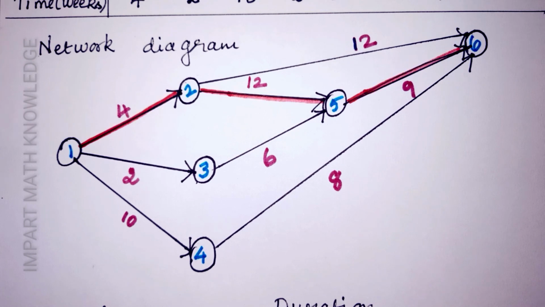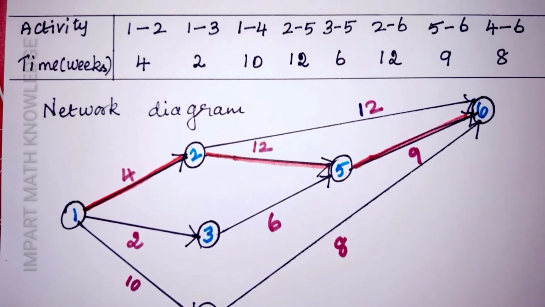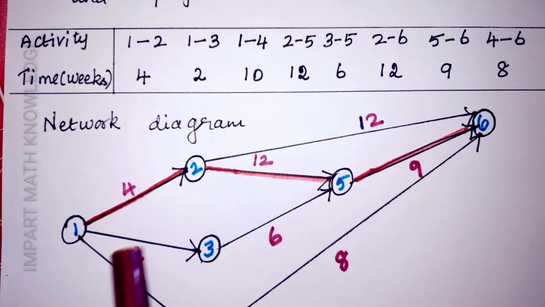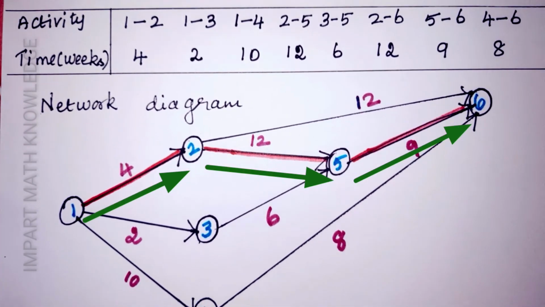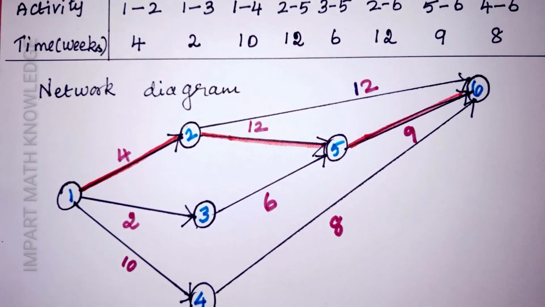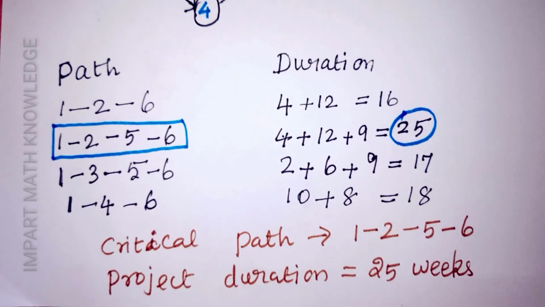This is the simplest way of finding the critical path for the given project. Based on the given activities, you have to draw the network diagram. After that, from the durations, you have to select the maximum value. The longest duration decides the critical path. Critical path is 1 to 2, 2 to 5, 5 to 6. Project duration is 25 weeks. Hope you all understand.